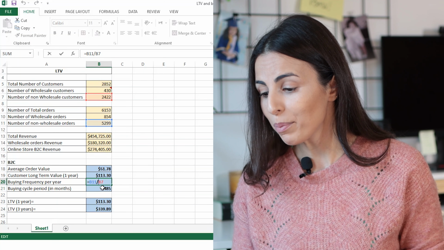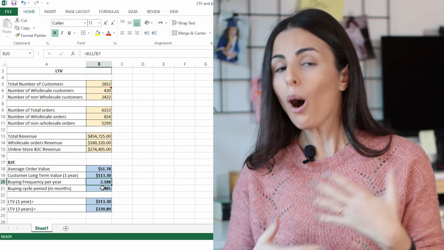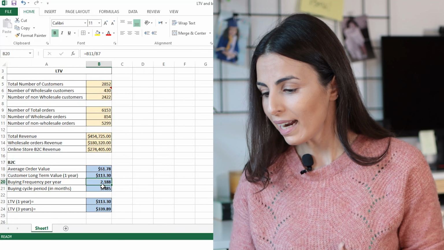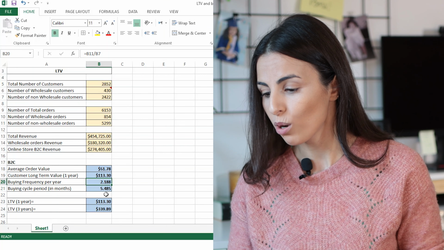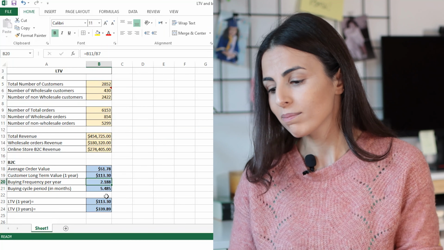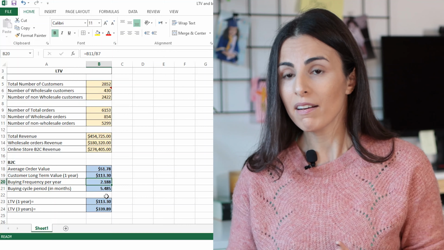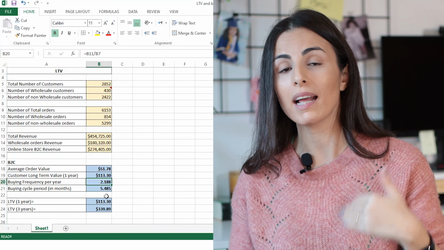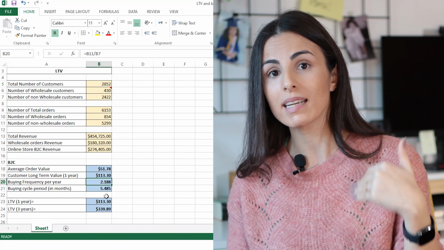After that, I have the buying cycle. So how often do I estimate a customer will come to my store? And it's directly related to the buying frequency. So in here, for example, I know that almost every, let's say, 5 to 6 months, a customer is going to come back to my store and buy from me. This is my buying cycle.